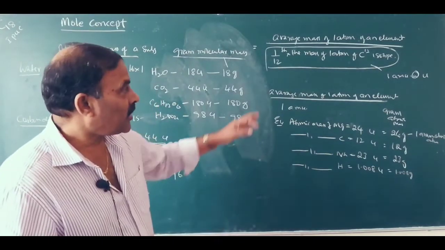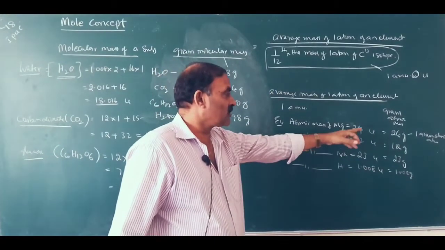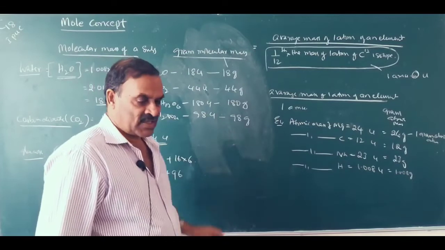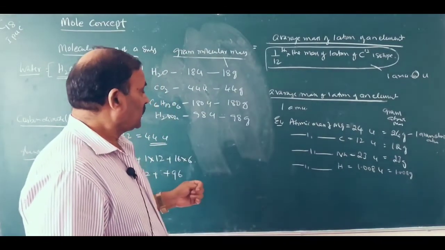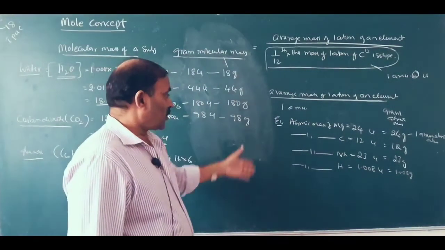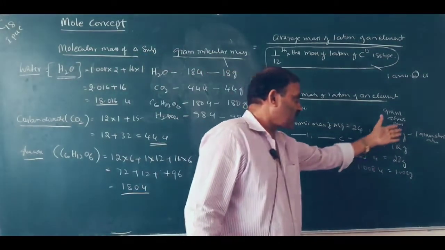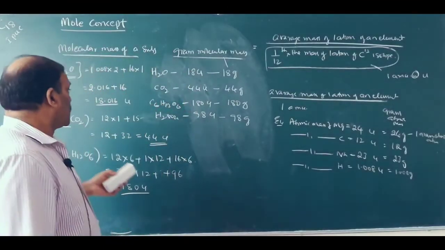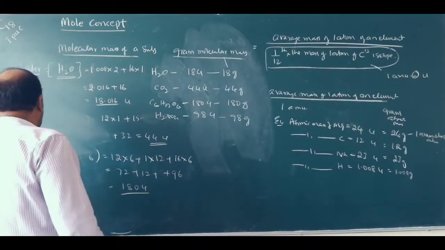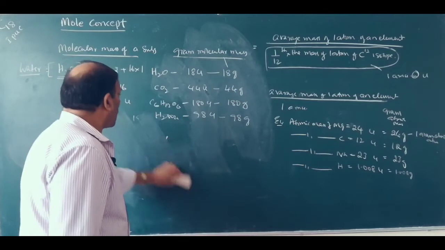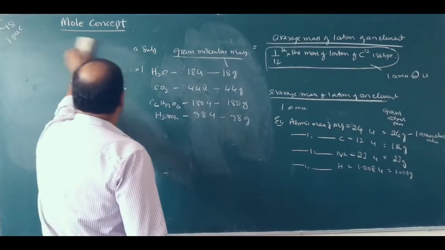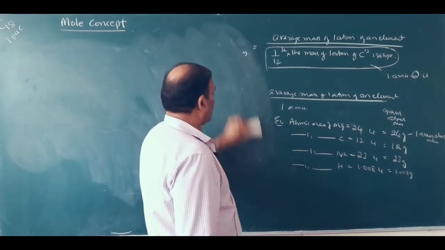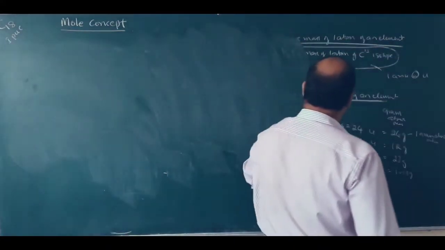Atomic mass expressed in grams is known as gram atomic mass. Molecular mass expressed in grams is known as gram molecular mass. It is also called 1 gram molecular mass, and 1 gram atomic mass. Now we will learn what is mole and Avogadro number.